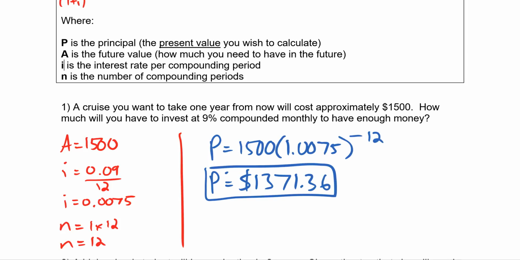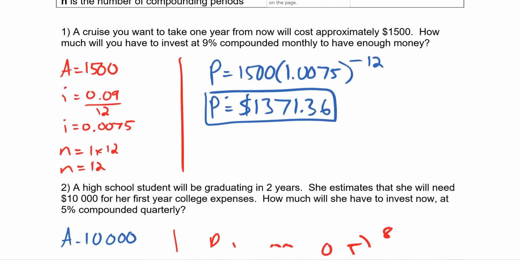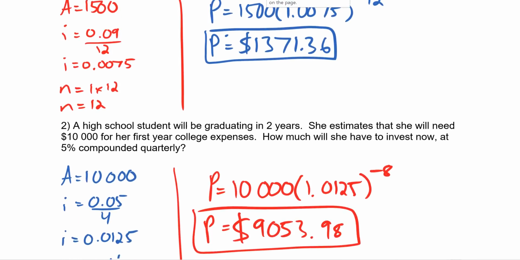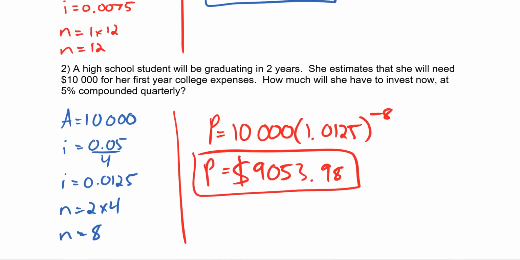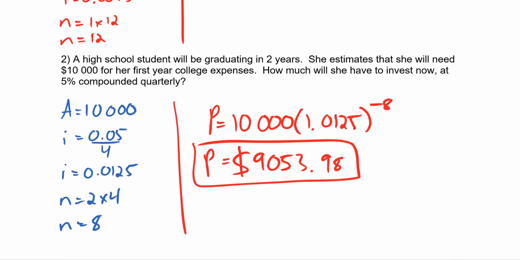Now I've already filled out the next two solutions because we're just, again, doing the same idea as compound interest but working backwards. Now, a high school student will be graduating in 2 years, and she estimates that she will need $10,000 for her first year expenses. So that $10,000 represents her future amount A. That's what she needs to have.